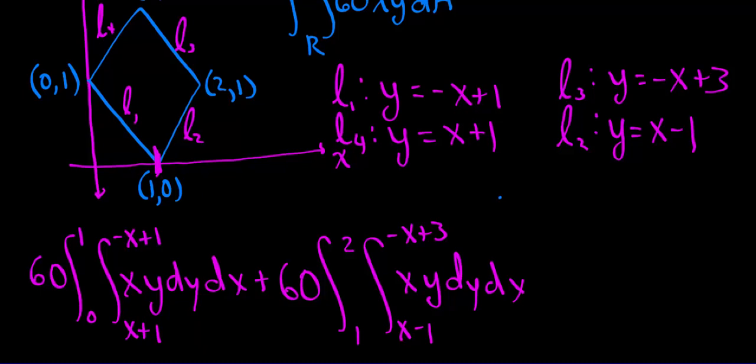The y bounds? Yeah, are they flipped? Let's see here. They should be flipped. Oh yeah, the way I was looking at it. I got you. Yeah, you're right. So this is going to be negative x plus 1 to x plus 1. Yeah, that's it. Perfect. Thank you.